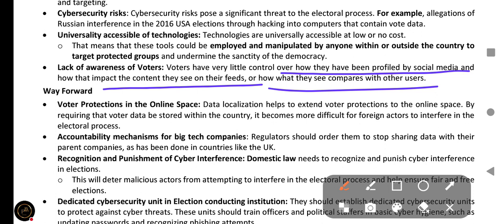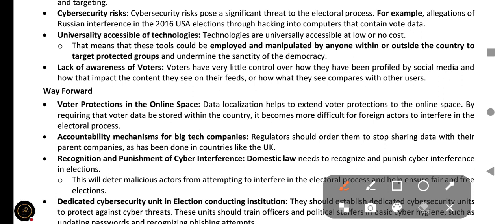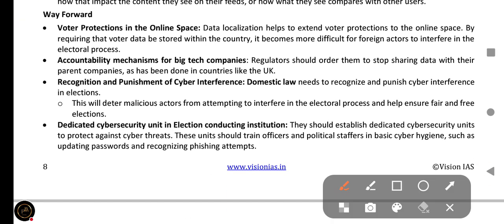Way forward: you can conclude with the help of the way forward for technology during election time. Voter protections in online space: data localization helps to extend voter protections to the online space by requiring that voter data be stored within the country. It becomes more difficult for foreign actors to interfere in the electoral process.